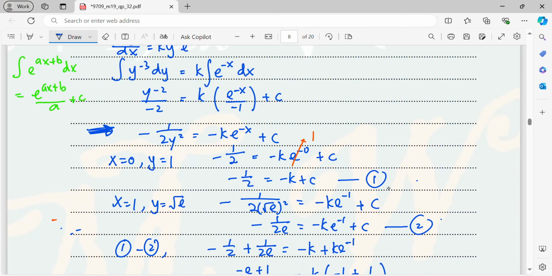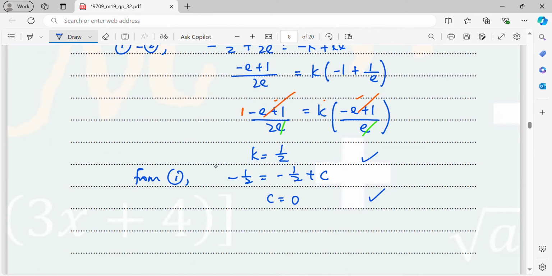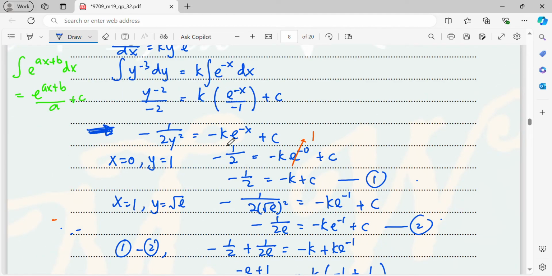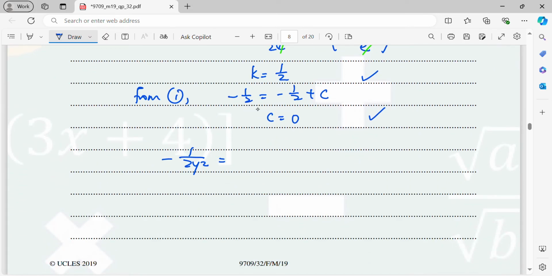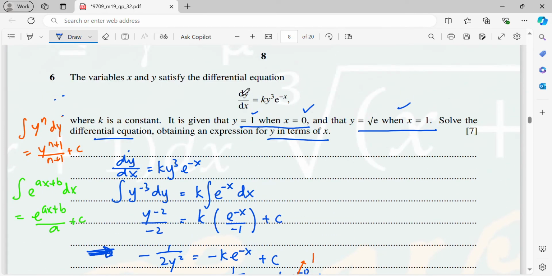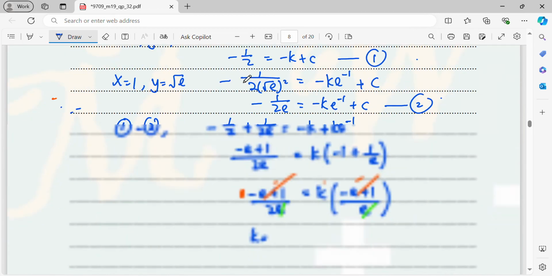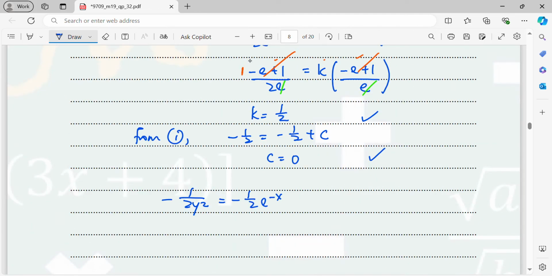So after this, substitute these two values, k and c, in this solution. This is our solution. Okay, so minus 1 over 2y squared equals negative k e negative x. So negative half e negative x plus c. C is 0. Now, look at the question. You need to get y in terms of x. Here, the easiest way is, see, both sides have negative half, right? Here is negative, and then this is over 2. So I can just simplify this. Or if you want, you can just write times negative 2.